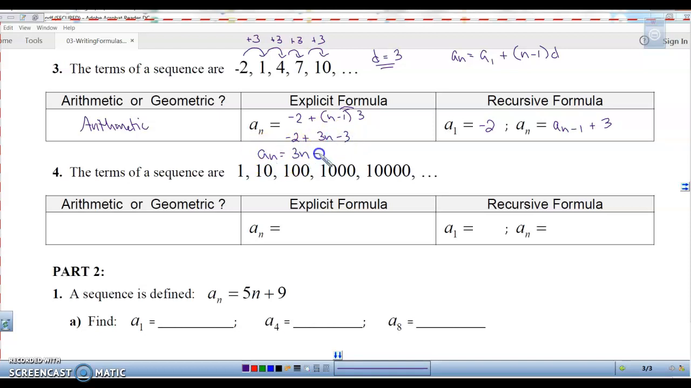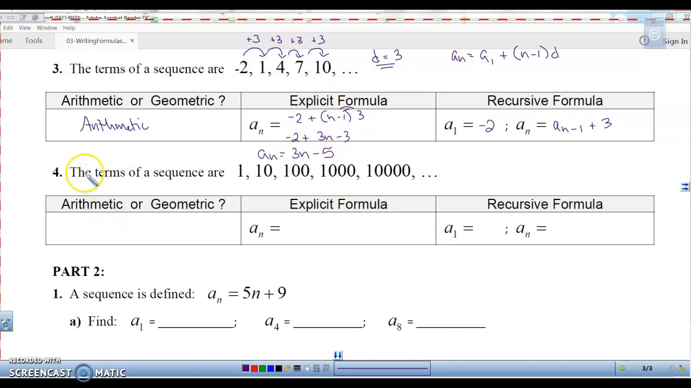When you combine your terms, you get A of n equals 3n minus 5. So if you plug in the first term, 1, you should get -2. You plug in 2, you should get 1. Plug in the third term, you should get 4. Plug in the fourth term, you should get 7. So when you plug in the term number, you should get the numbers in this sequence.